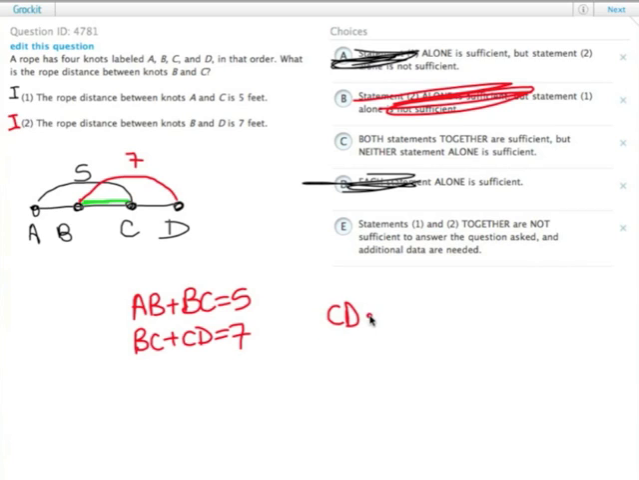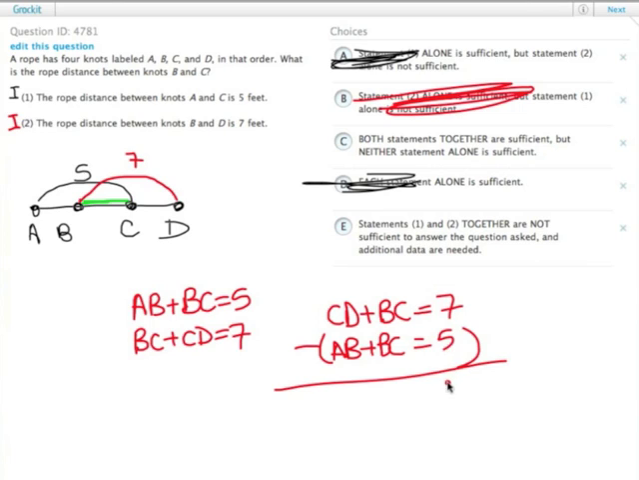So CD, this is the second one. CD plus BC equals 7. We can subtract from that the equation AB plus BC equals 5. 7 minus 5 is 2. BC minus BC is nothing. But then we're left with CD minus AB here. So even though we know that CD minus AB gives us a distance of 2, we still don't know what each of these guys over here are. So the two statements together are insufficient. Answer choice E.